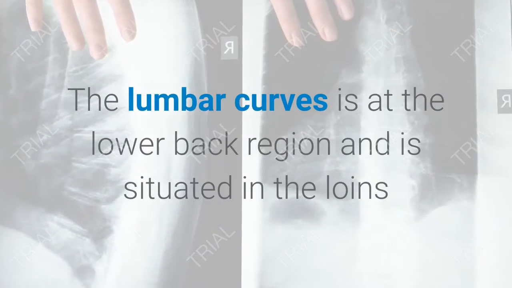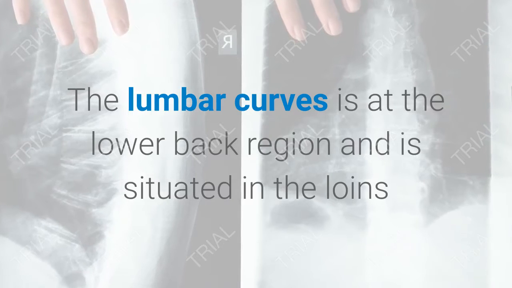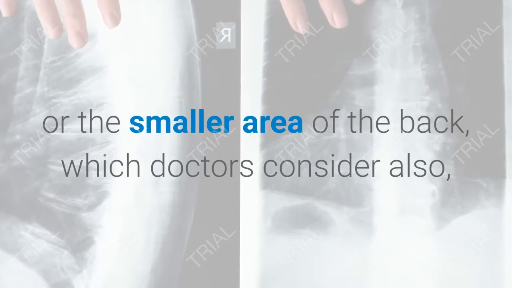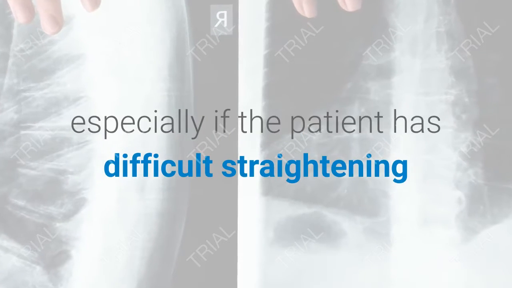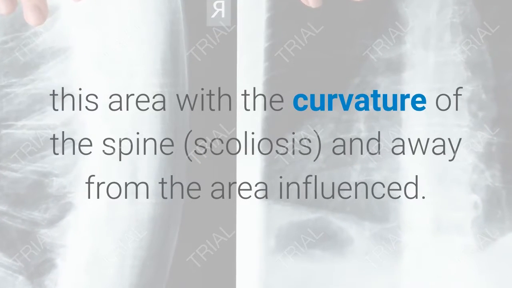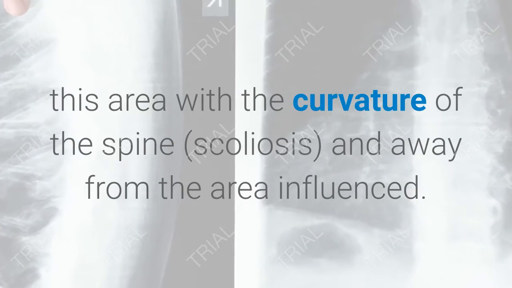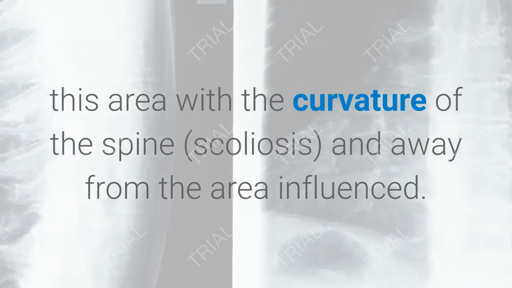The lumbar curve is at the lower back region and is situated in the loins, the smaller area of the back, which doctors consider especially if the patient has difficulty straightening this area with the curvature of the spine, scoliosis, and away from the area influenced.